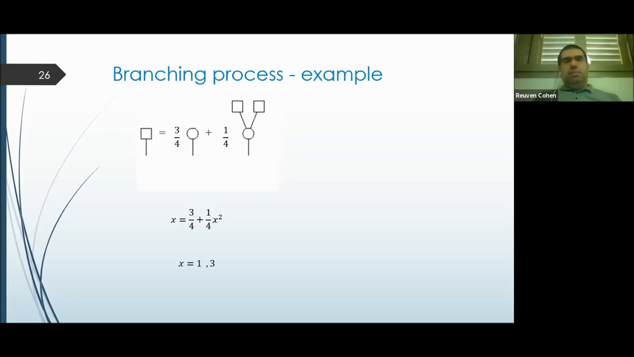So we solve this simple quadratic equation and we get two solutions. We always need to take the smaller one of these solutions. In this case, it is one, meaning that the probability that the branch is finite is one.